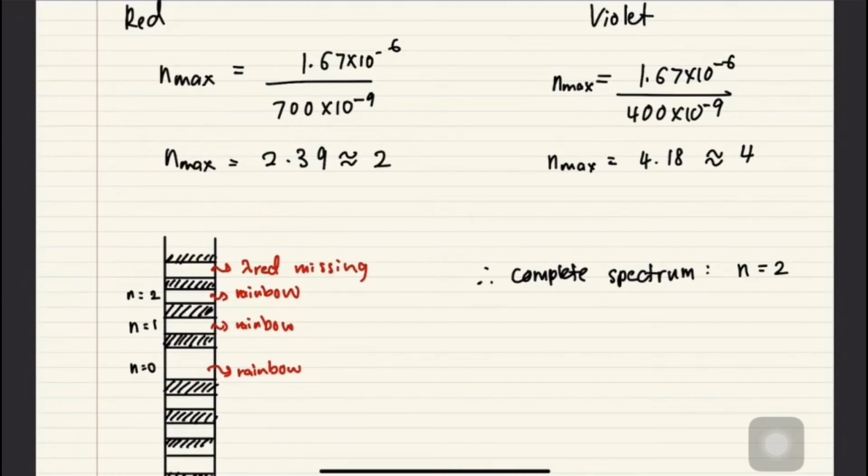Faham tak? Okay. Faham sir? So sebab tu bila kata soalan ni nak complete spectrum, yang complete spectrum masih dekat 0, 1 dengan 2. Yang third tu dah tak ada. That's why kita ambil yang 2. Violet tu dia ada sampai ke 4, tapi warna lain dah berkurang. Jadi spektrum tu dah tak complete lah. Oh, faham?